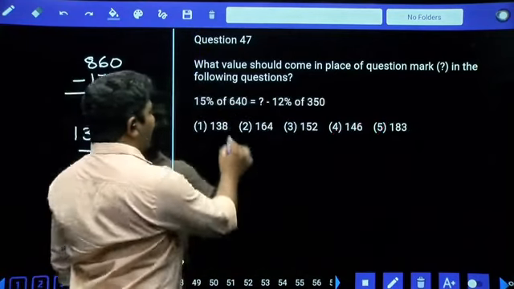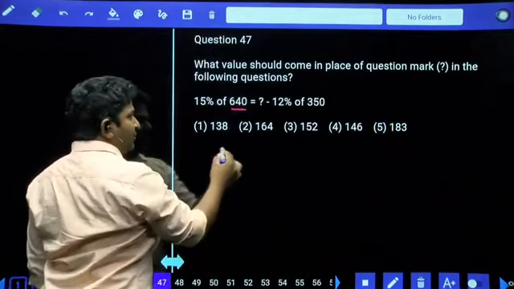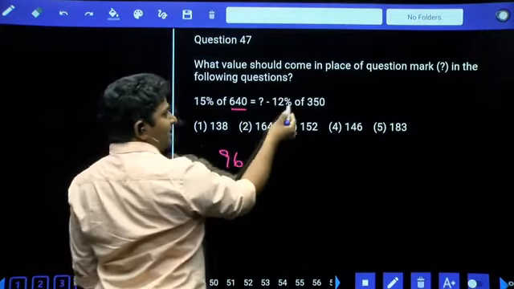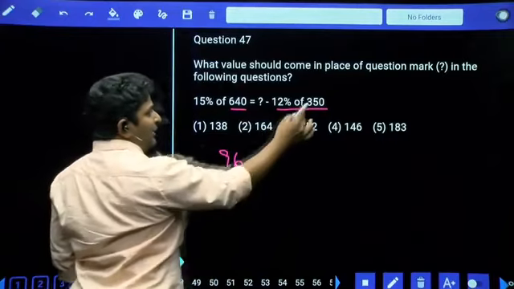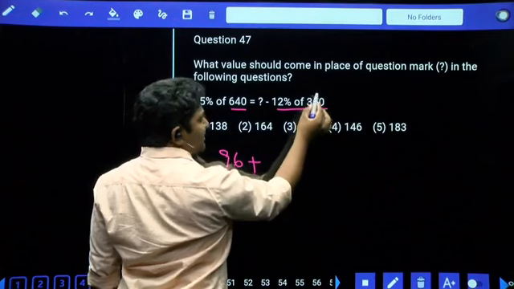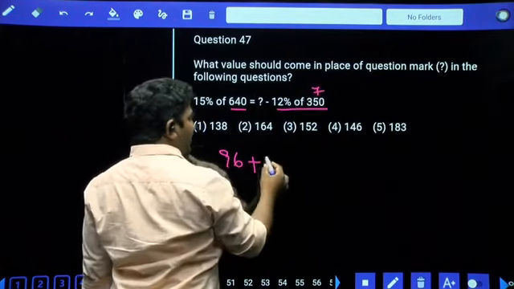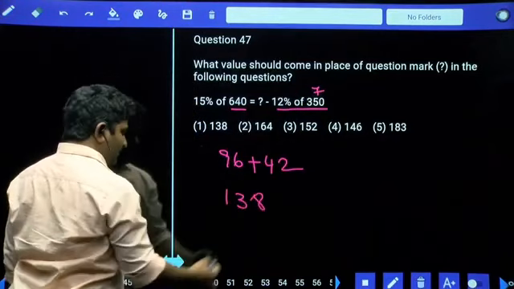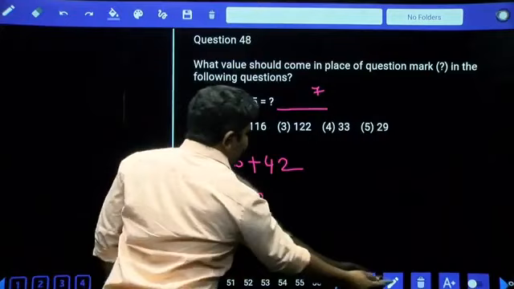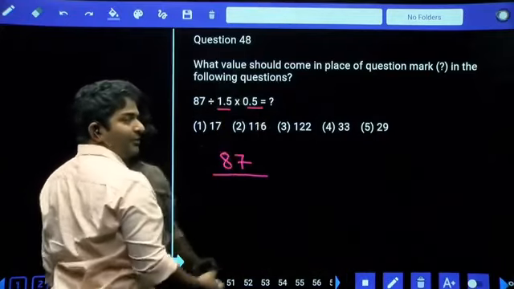15% of 640. 10% is 64. 5% is 32. Total 96. Minus. This value is negative. When it comes left hand side becomes plus. 12% we have. 10% is 35. 1% is 3.5. 2% is 7. 35 plus 7, that is equal to 42. Answer 138. Next. 87 divided by 1.5 into 0.5.